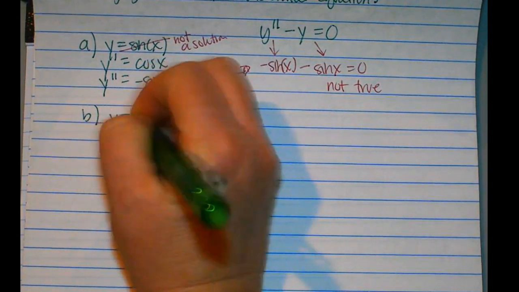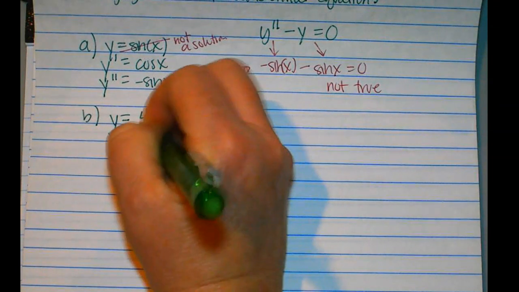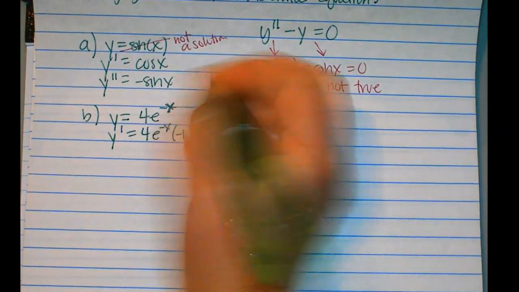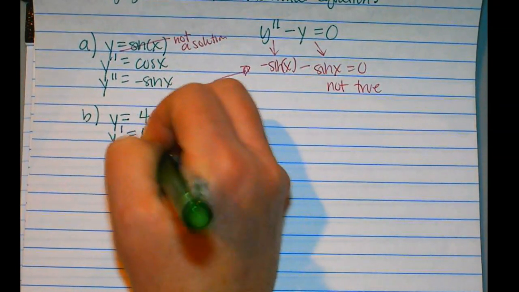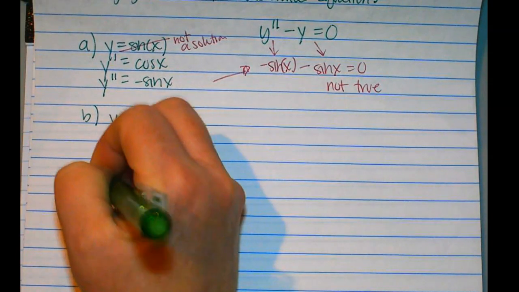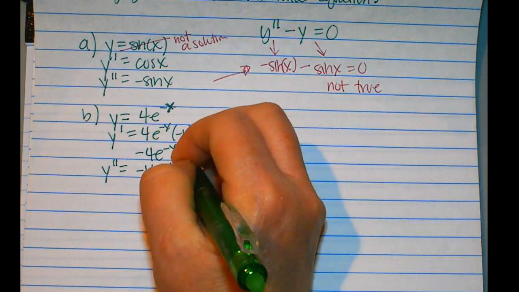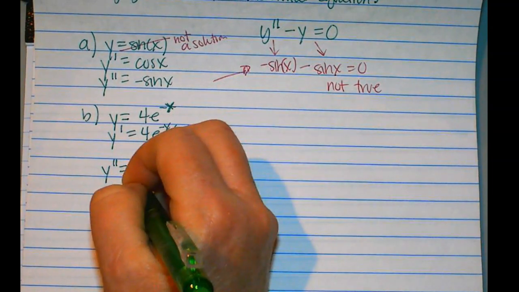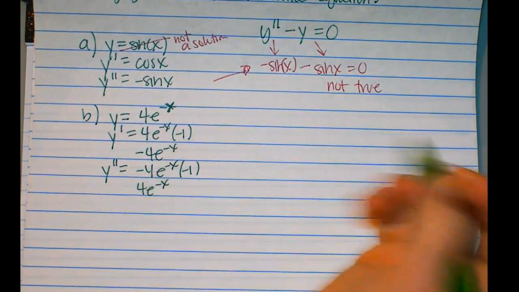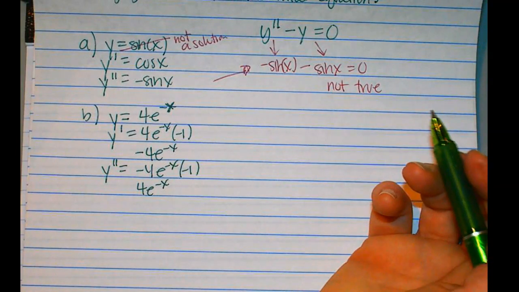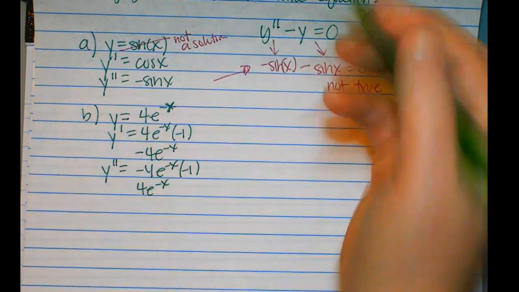So I've got y prime equals 4e to the negative x times negative 1, which is negative 4e to the negative x. Y double prime is negative 4e to the negative x times negative 1 again, so that's going to be 4e to the negative x. So I got the same thing back out. Convenient.